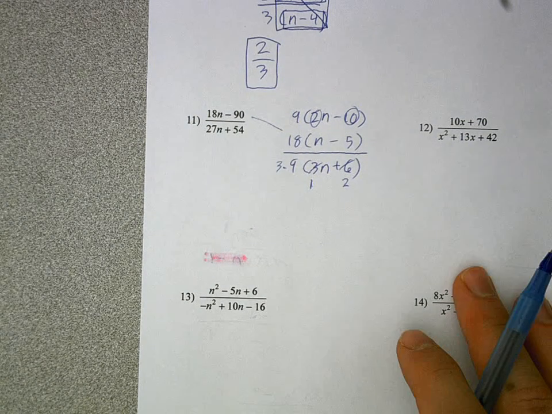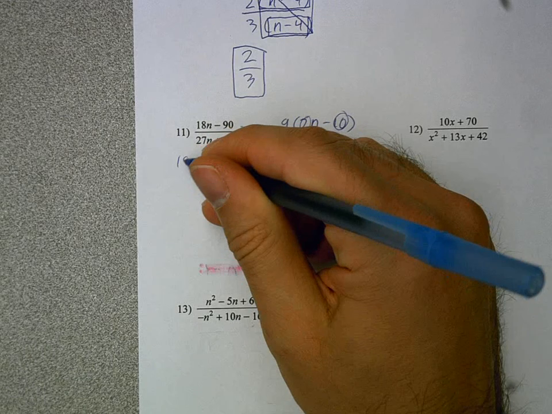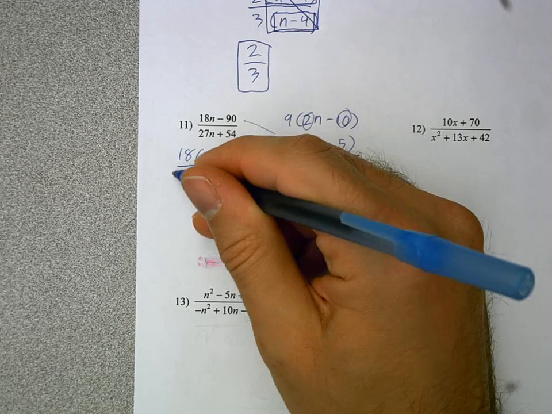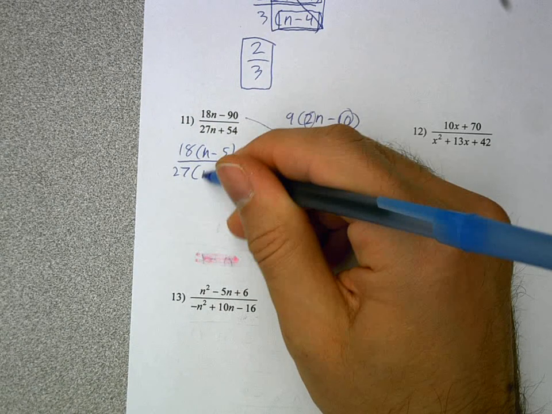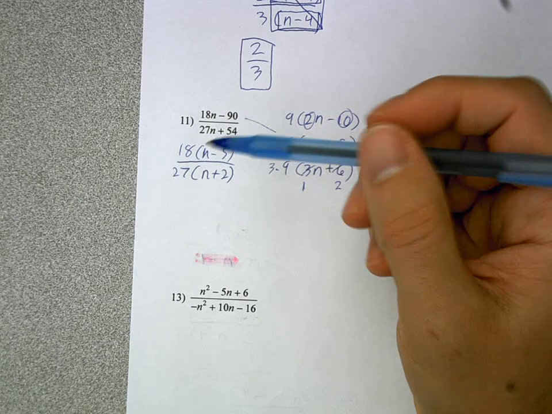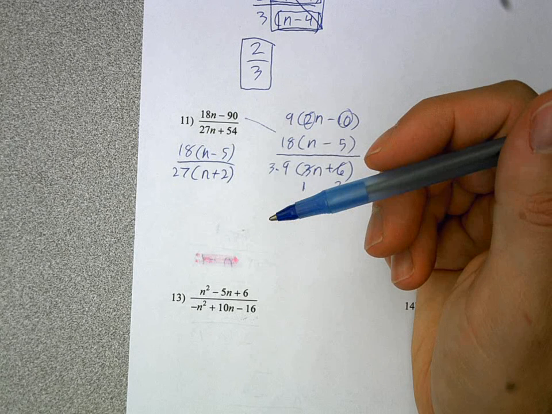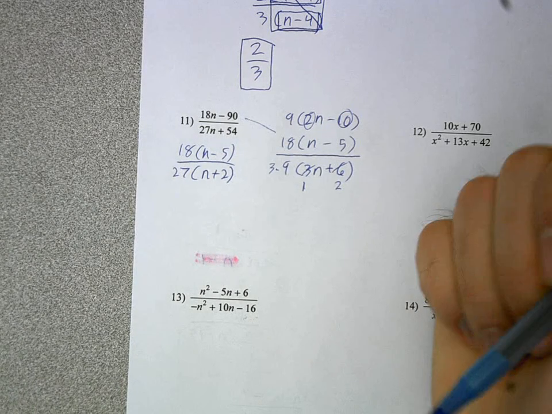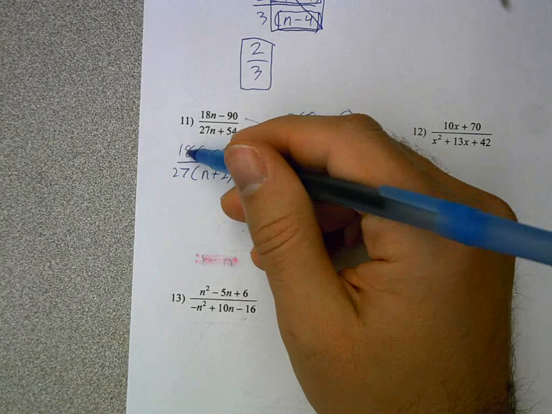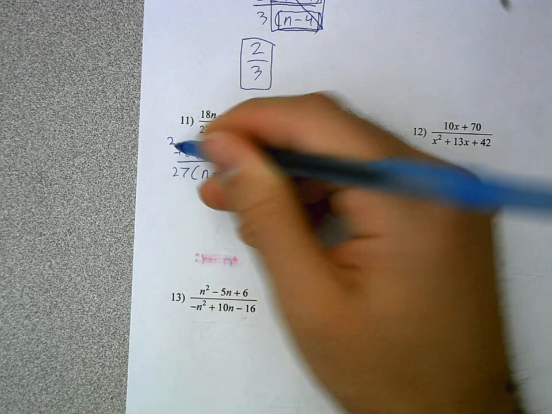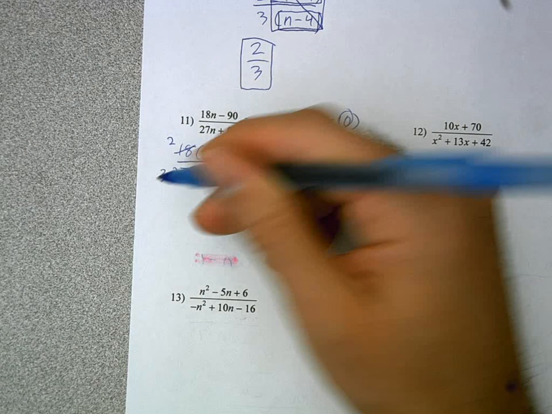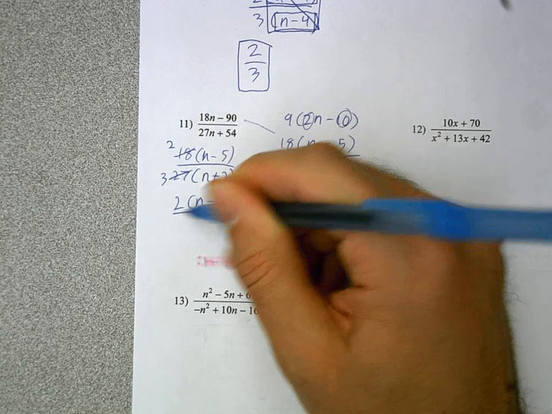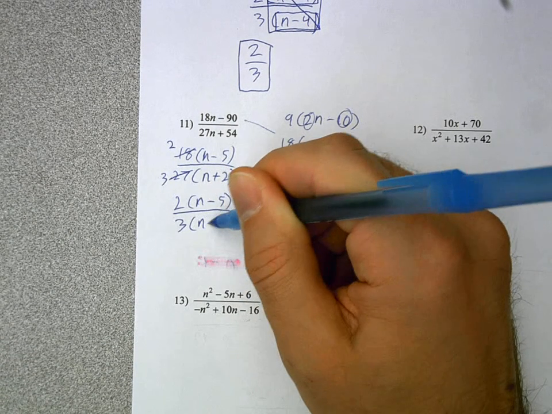So right now, that's going to leave us with the top is 18 times n minus 5, and the bottom, 3 times 9, is 27 over n plus 2. Now, what goes into 18 and 27? I think they're the ones we were just going through. What's the biggest number that would go into both of those? 9. So we can reduce that. 9 goes into 18 2 times. 9 goes into 27 3 times. 2 times n minus 5 over 3 times n plus 2.